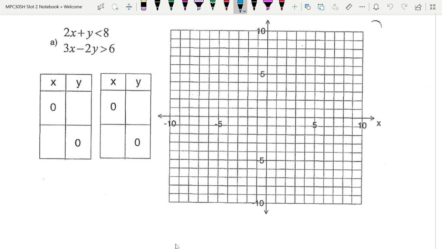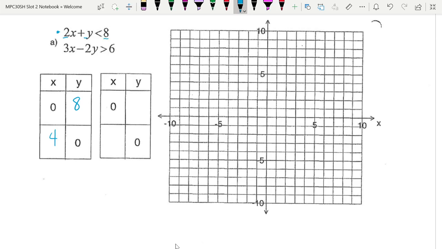So in blue, 2x plus y equals 8, and what happens when x is 0? When x is 0, y is 8. What happens when y is 0? When y is 0, x is 4. Always nice when you notice that the coefficients are factors of the constant, you know that your x and y intercepts will be integers. So that's always a nice, easy way to graph things.